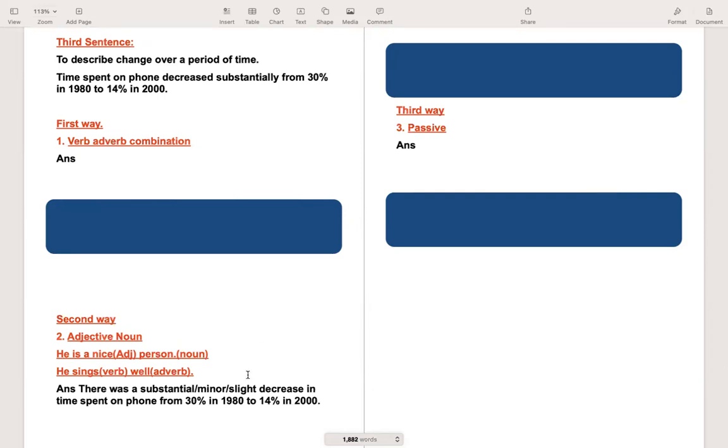So the adjective noun, it starts with there was, right? Yes, in this case, yes.